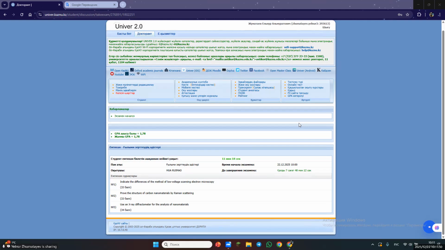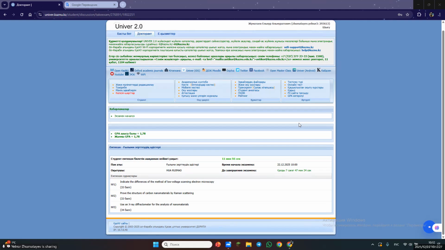G-band, graphitic order. The G-band, about 1560 centimeter inverse, corresponds to the in-plane vibration of the sp2 carbon atoms in a hexagonal lattice. Its presence confirms graphitic or graphene-like structure, and band position and width provide information about crystallinity and strain.